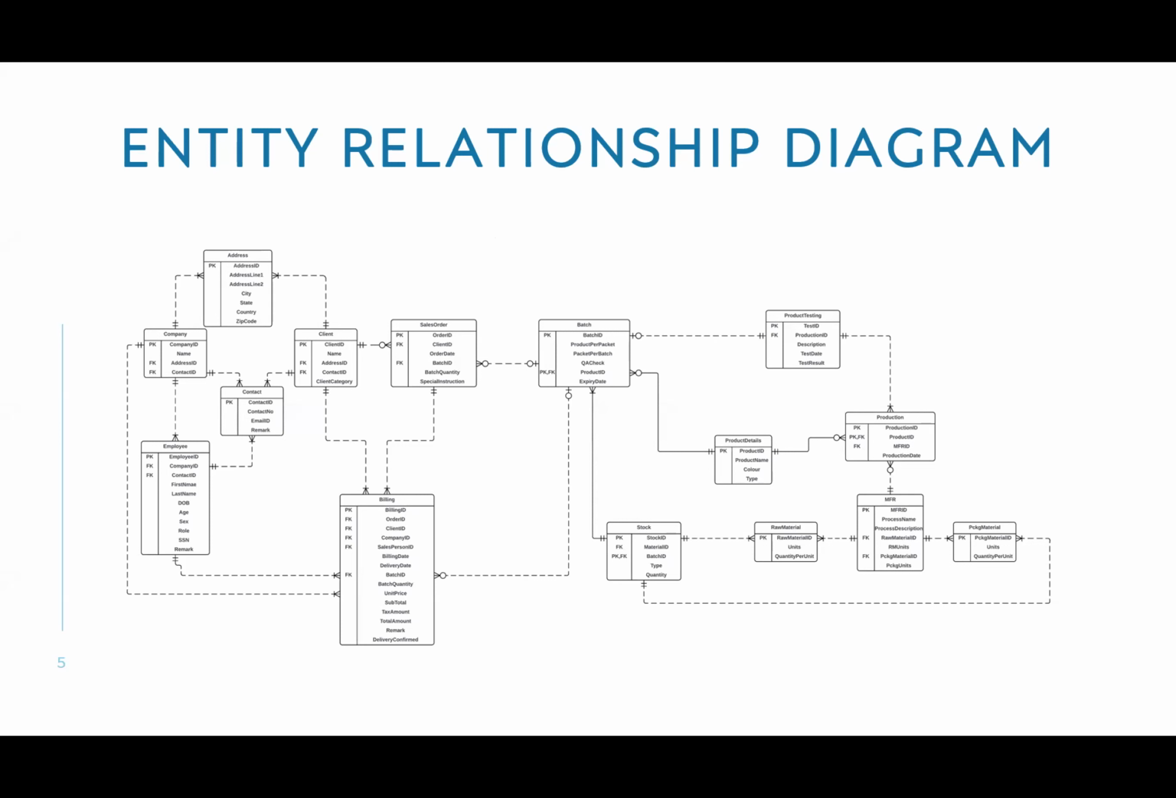So this is the entity relationship diagram. One of the important entities over here is billing, as it is related to other entities, and it contains important information such as billing ID, order ID, client ID, company ID, and salesperson ID, as well as batch ID. Next.